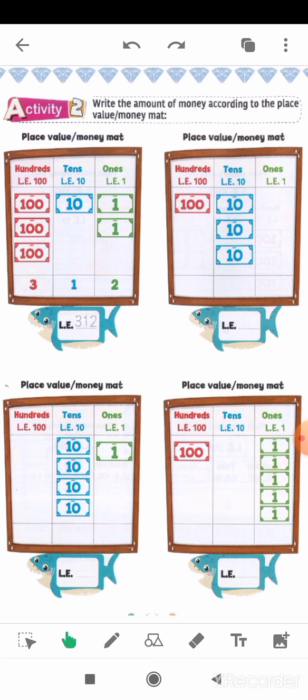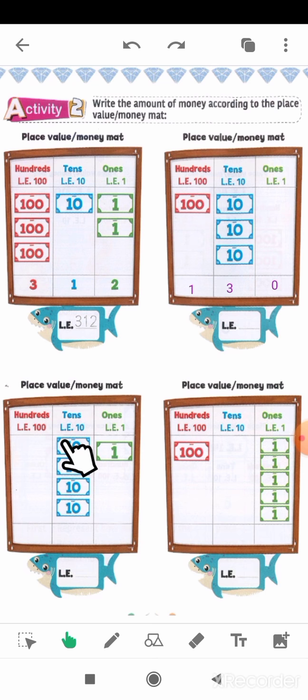In these slides we will recognize what the number is. So we have here 300 and 1 ten and 2 pounds of 1 pound. So we have 312. Second example, we have 100 and 1 2 3 tens or 10 pounds and no pounds, so we have here 130.